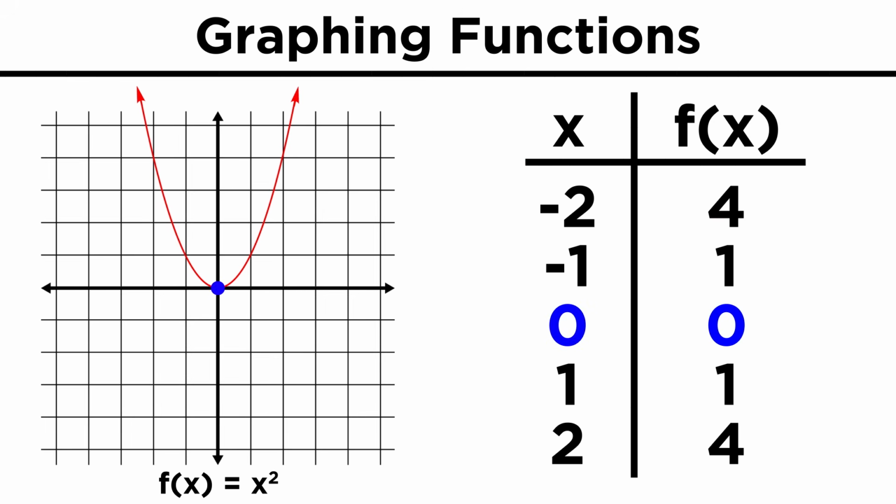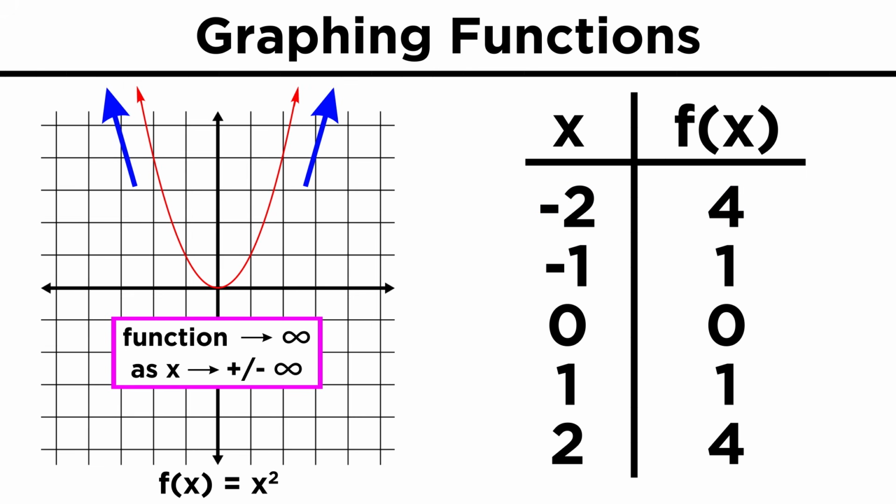Plugging in 0 gives us 0, so the origin is part of this function. Then, as we move to the right, the slope continues to increase. When x is 1, we get 1. When x is 2, we get 4. We get the same thing in the negative direction. That means that in this particular case, the function goes to positive infinity as x approaches negative or positive infinity.